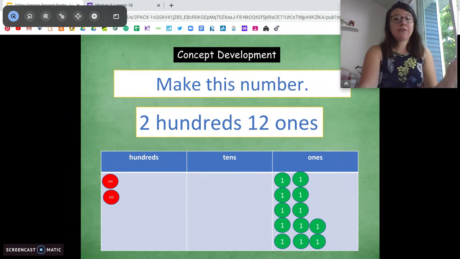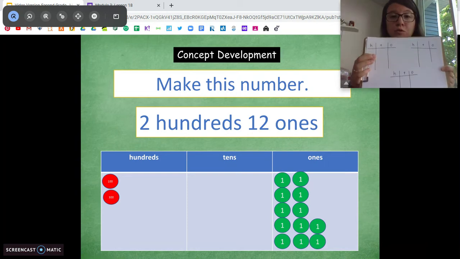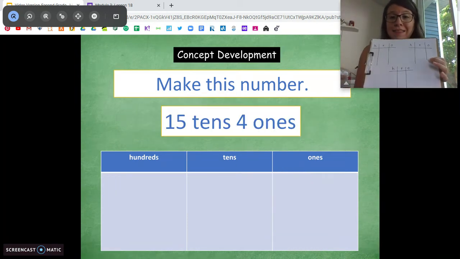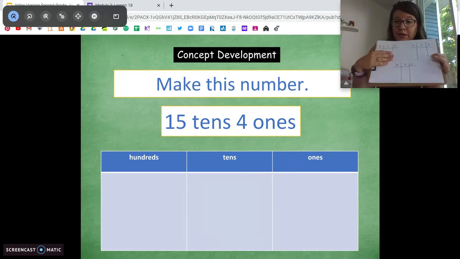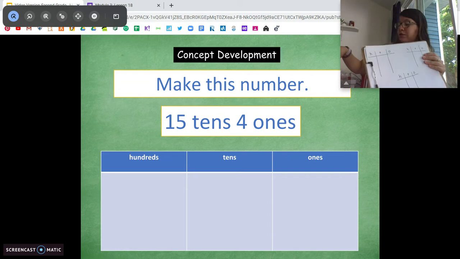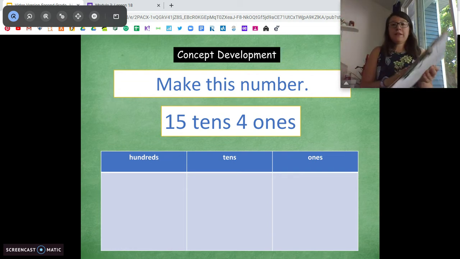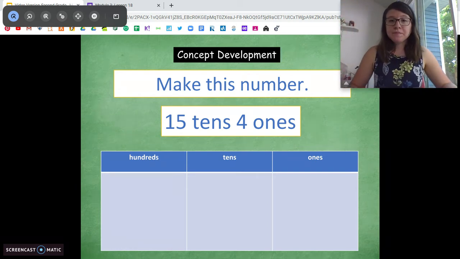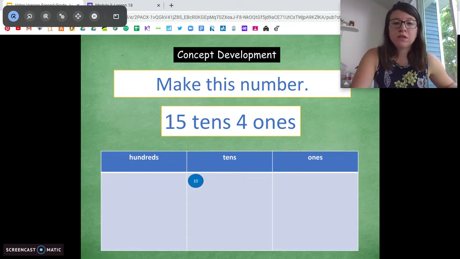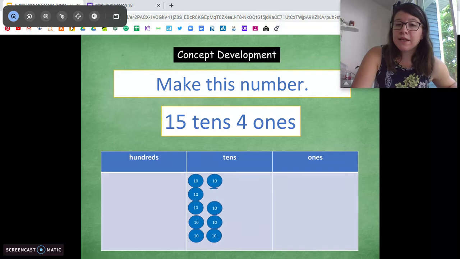Leave this here on a different place value chart. So say you made your 200s, 12 ones here. On this place value chart, make this number, 15 tens, 4 ones. Okay, so leave that here. Make 15 tens, 4 ones with your place value, whatever you're using for place value discs. Pause the video, come back when you're ready. Got it? 15 tens, 4 ones. So I'm going to put my 15 tens in here, 4 ones.